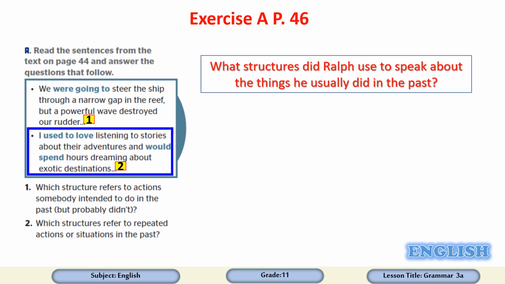What structures did Ralph use to speak about the things he usually did in the past? He used two structures. Number 1, yes, very good. He used to plus verb in the infinitive. And the second structure was, yes, it was would plus verb in the infinitive.